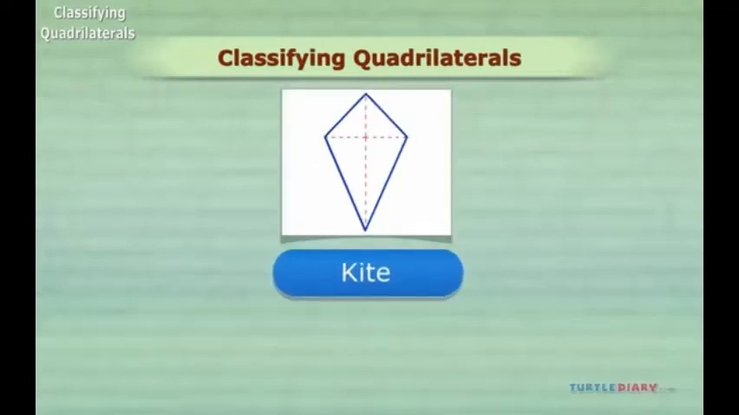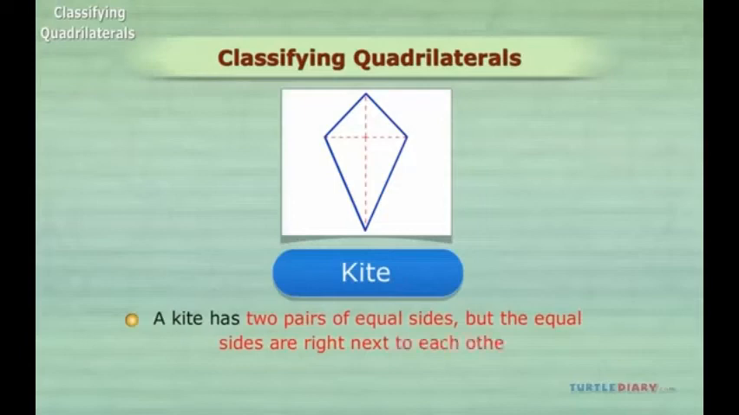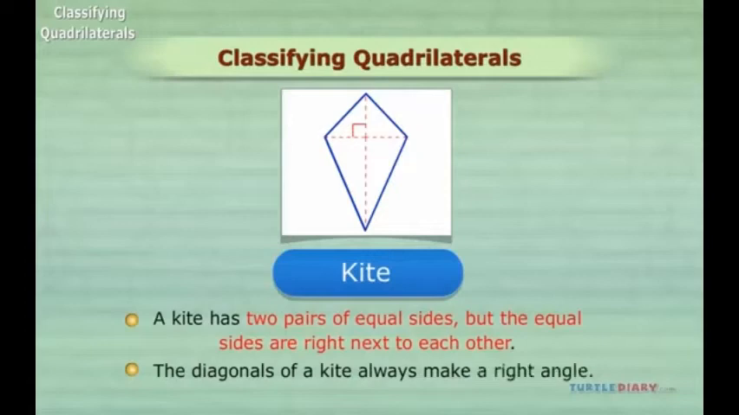6. Kite. A kite has 2 pairs of equal sides, but the equal sides are right next to each other. That's different than a parallelogram, which has equal sides, but they are across from each other. The diagonals of a kite, shown in the picture with dashed lines, always make a right angle.